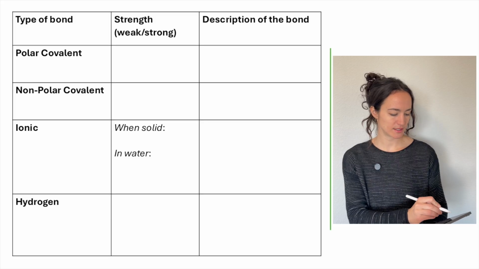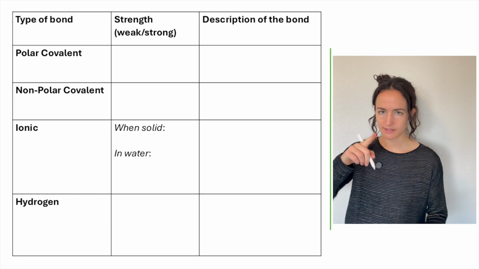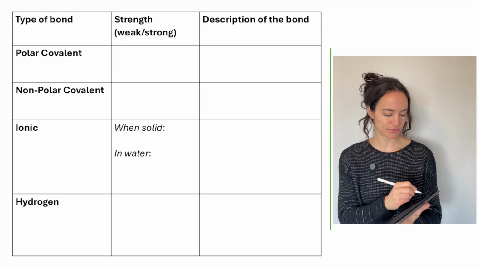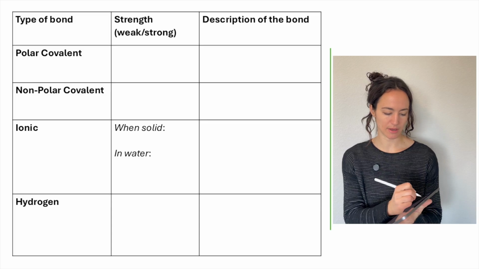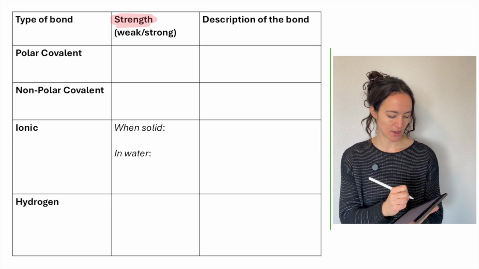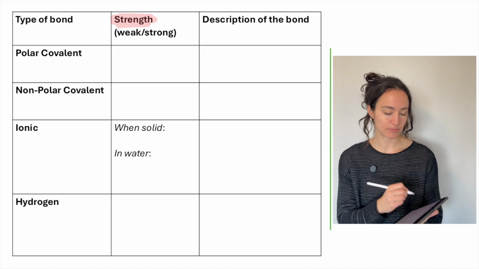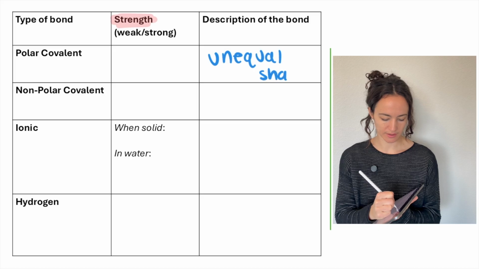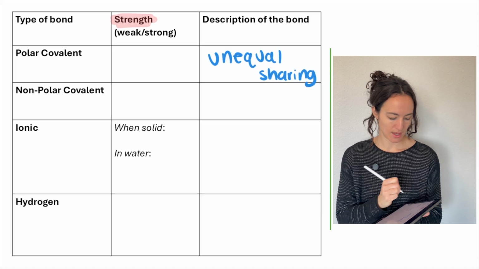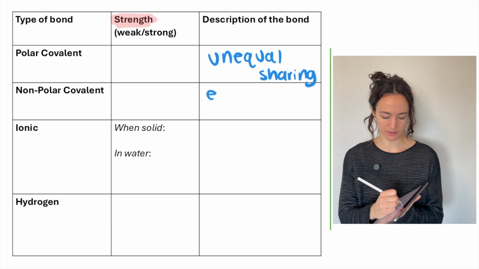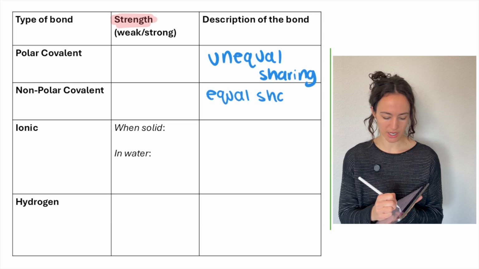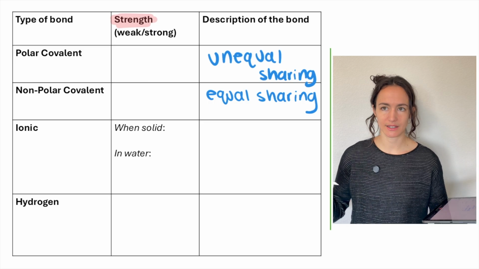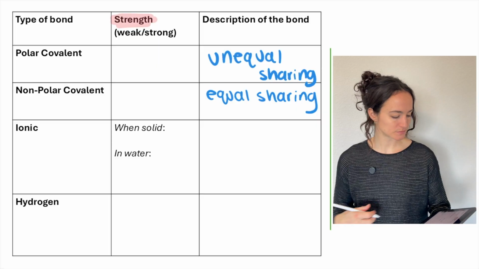So, to get this all straight, I would pause, see what you can fill out on your own. But what's really helpful here is it gives us a moment to think about the strength of these bonds. So the first one I have here is the polar covalent. We learned that this is unequal sharing. Versus nonpolar covalent is equal sharing. It's equal sharing, so we get no partial charges, and so the molecule's not polar.